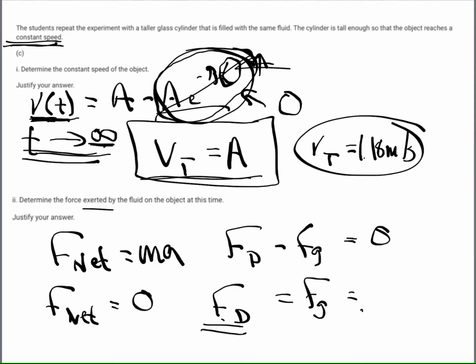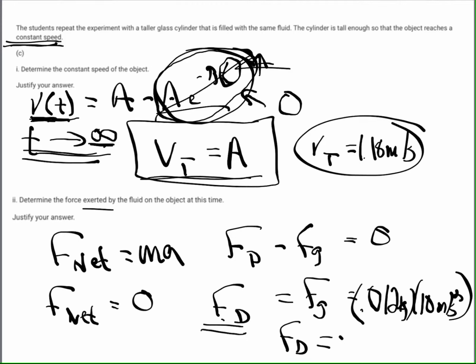Now, force of gravity is 0.012 kilograms times 10 meters per second squared. So the force drag is going to be, yikes, really tiny screen, guys, sorry, 0.12 newtons.